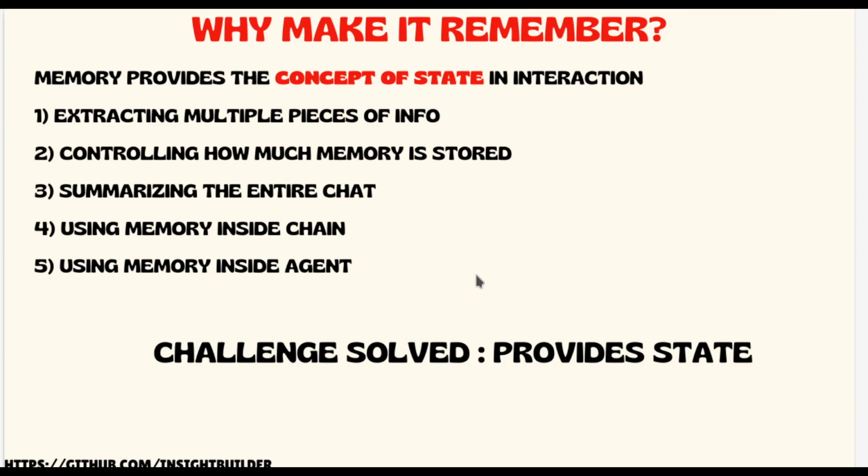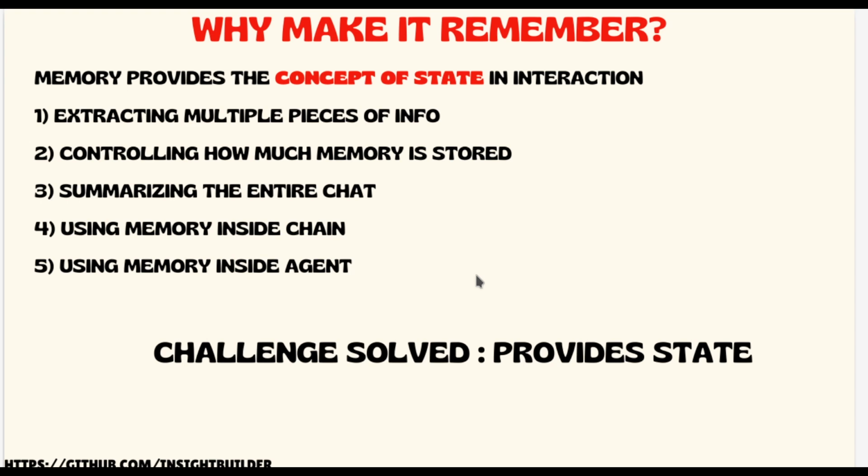Memory provides the concept of state in an interaction or a conversation. When you are continuously having a discussion, you suddenly want to remember something that you spoke about 5 minutes ago. The same way, when you are interacting with large language models, you might want to use data that you provided to the large language models in the past to make a decision in the present moment. So that is called the concept of state.